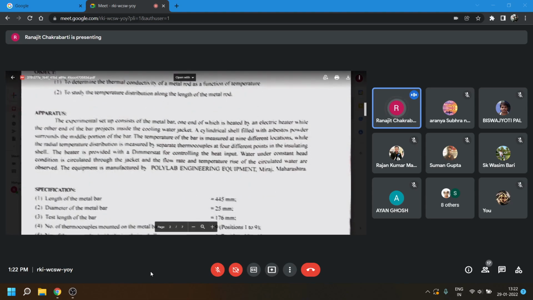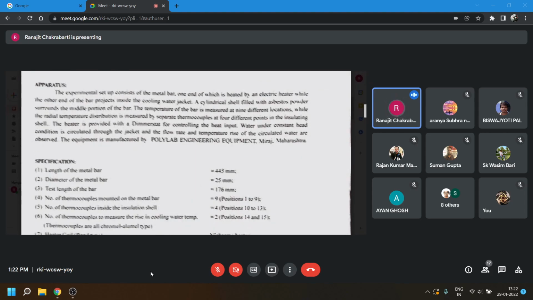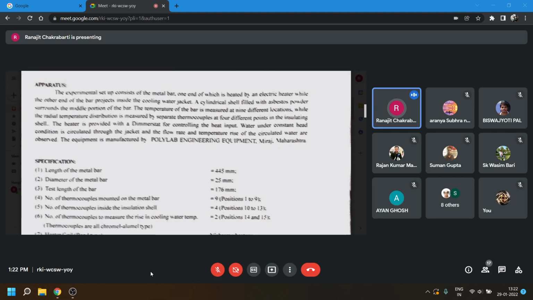Apparatus, they have made the apparatus here. I'll read out the apparatus later. This is the details of the apparatus. The make of the apparatus is Polylab engineering equipment.